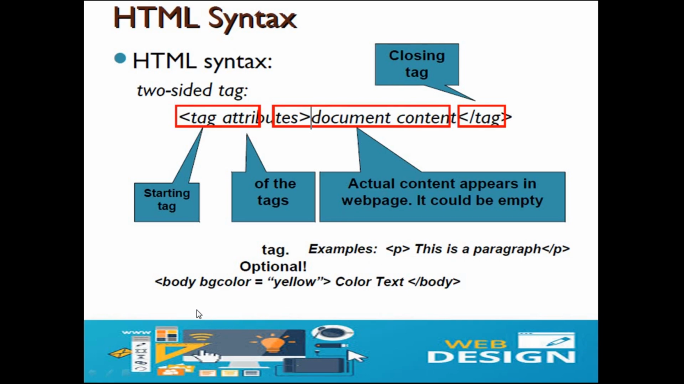See, here is the example. If I am writing body, that is a tag. BG color is a property. Here I am setting the value, that is yellow, and it is a closing tag, and here is the actual content. So if you want to make this content yellow, then I am using this part.